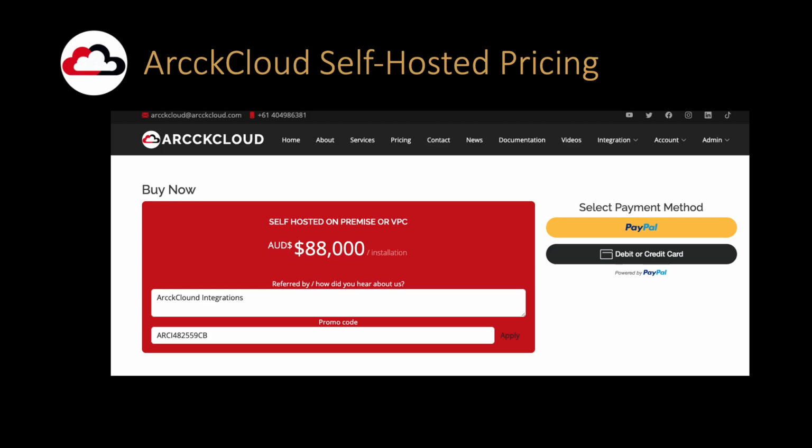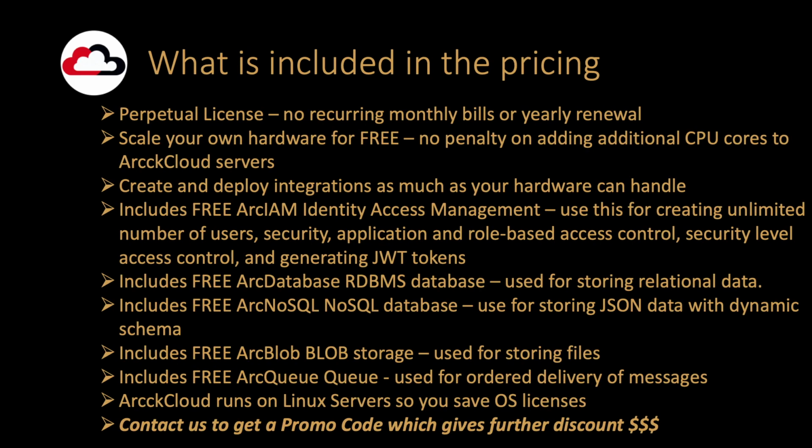The ArcCloud self-hosted pricing is 88,000 per server installation. We can give you a promo code if you talk to us, and we can negotiate about the pricing. What is included in the ArcCloud pricing? You get a perpetual license, so you don't pay recurring monthly bills or yearly renewal, and you get free access to software upgrades. You can scale your own hardware for free, and we don't penalize you for adding additional CPU cores to your ArcCloud servers. You can create and deploy integrations as much as your hardware can handle.